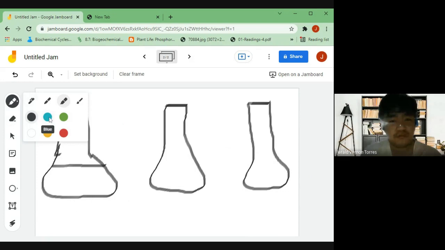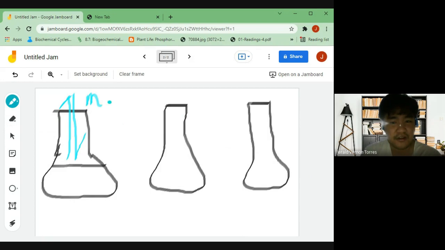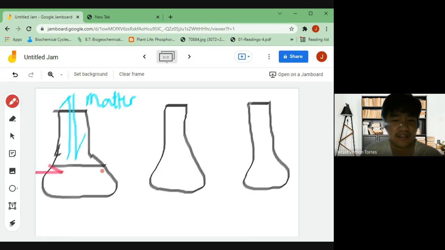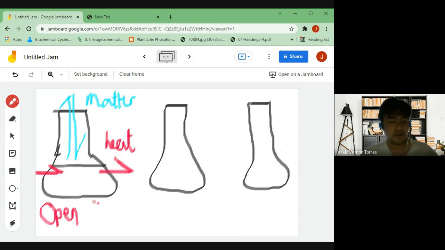At dahil nakabukas yung unang flask, pwedeng pumasok yung matter at pwedeng mag-exit yung matter dito sa butas. Matter can enter and exit through this system, and also, aside from matter, pwedeng mag-enter yung heat natin at mag-exit yung heat natin in this kind of system. And in this case, matter can enter and exit this system, and heat can enter and exit this system. And if that is the case, tatawagin natin itong system na to as your open system.